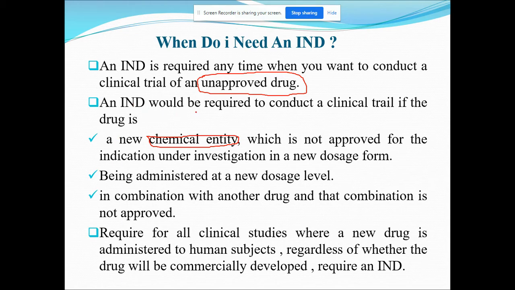In second point, what I am explaining, you have to file the IND, or you have to apply for the IND, when you are going to start up with the clinical trial in concern of a new chemical entity, or if the drug is being administered at a new dosage level. If the approved drug is there, but now you are going to use that approved drug at the new dose level form, then in that condition also you have to apply for the IND.